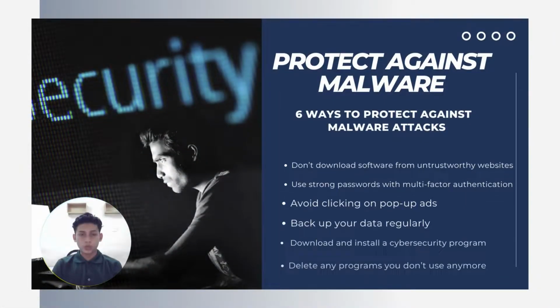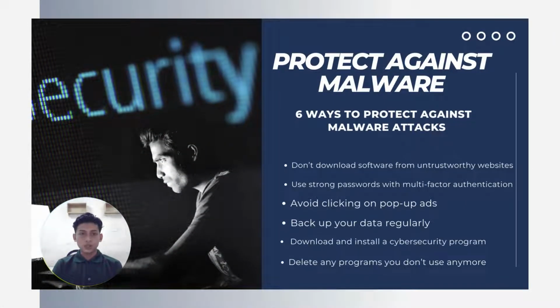Protect against malware. There are 6 ways to protect against malware. First, don't download software from untrustworthy websites or peer-to-peer file transfer networks. Second, use strong passwords with multi-factor authentication. A password manager can be a big help here. Third, avoid clicking on pop-up ads while browsing the internet.